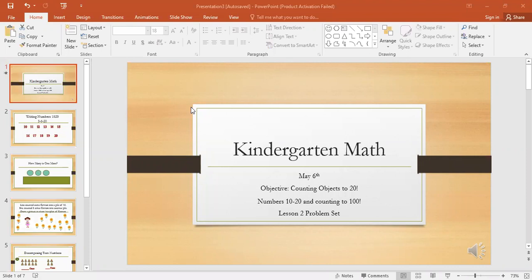Today we will be counting objects to 20. A reminder about what our module is about: it's numbers 10 through 20 and counting to 100. Today you will complete lesson 2 problem set, and then you'll upload that to your portfolio page.